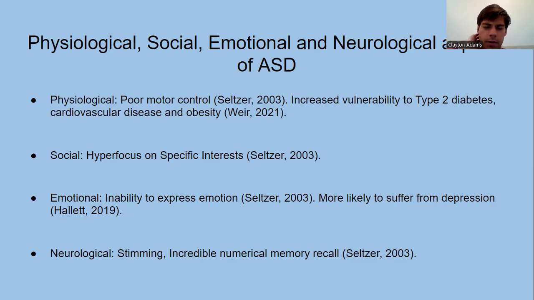Neurologically speaking, there are some key symptoms. One is called stimming, which is these repetitive behaviors like tapping their fingers or tapping their feet, or sometimes even repeatedly saying phrases or words. That stems from this neurological need to express. They also have incredible memory recall, specifically with numbers. There have been movies and videos made about people that can recall specific dates or specific events or results of athletic matches. That's a key sign of autism.